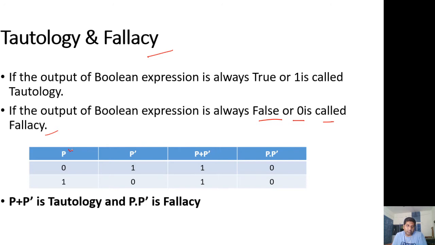Suppose we have variable p, 0 and 1. If we use the NOT operator, p bar is equal to 1 when the input is 0, and if the input is 1, then the output will be 0. And p plus p bar: 0, 1, 1, 1, 0, 1. And p dot p bar: 0, 1, 0, 1, 0, 0. Then this is fallacy, and p plus p bar is tautology.